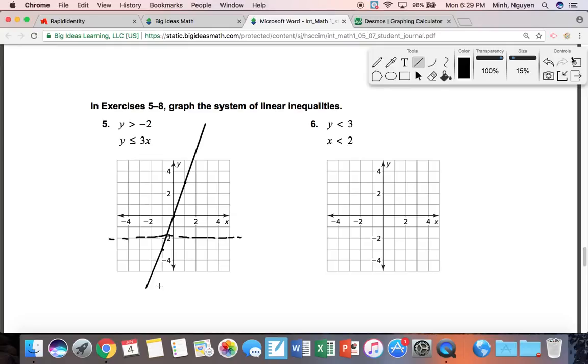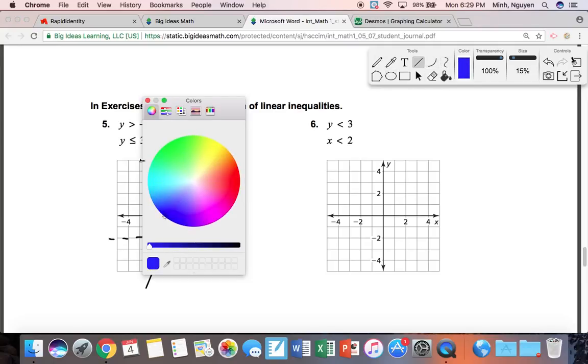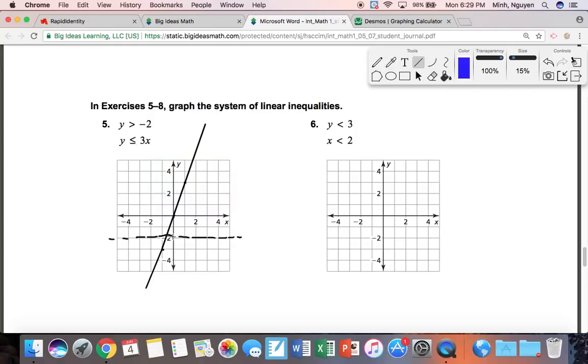Something like that. So like I said, I'm going to shade in a few different colors, blue and green. y is less than 3x. So yeah, this area is the one that is for this line. So I'm going to shade this.